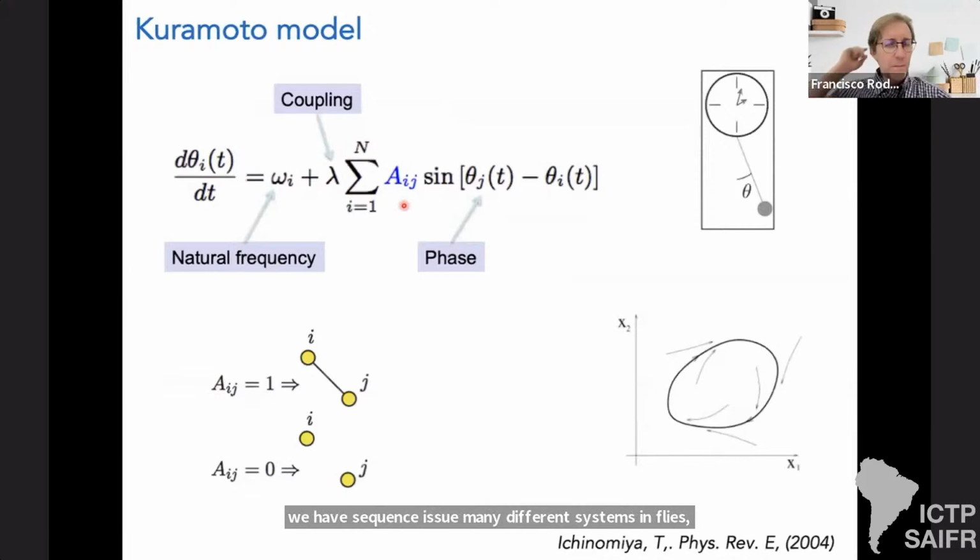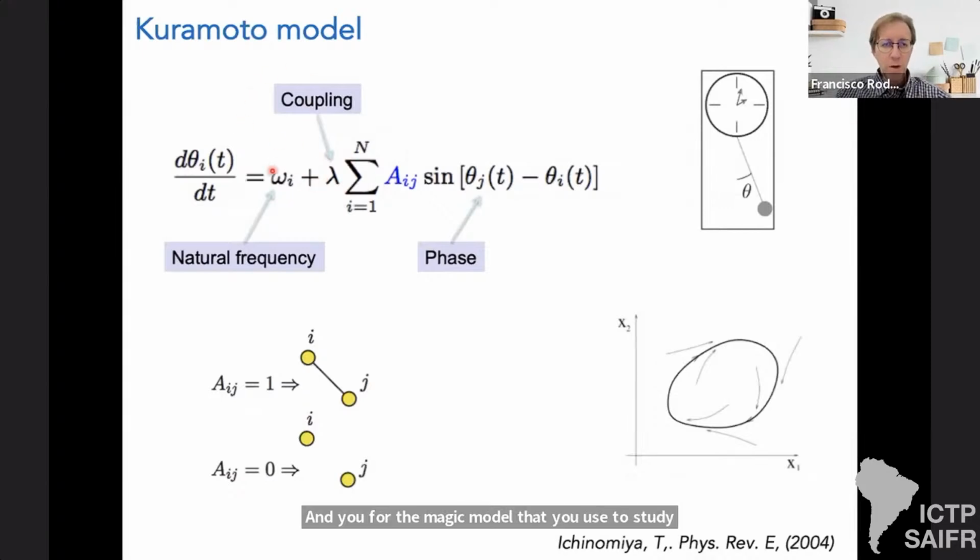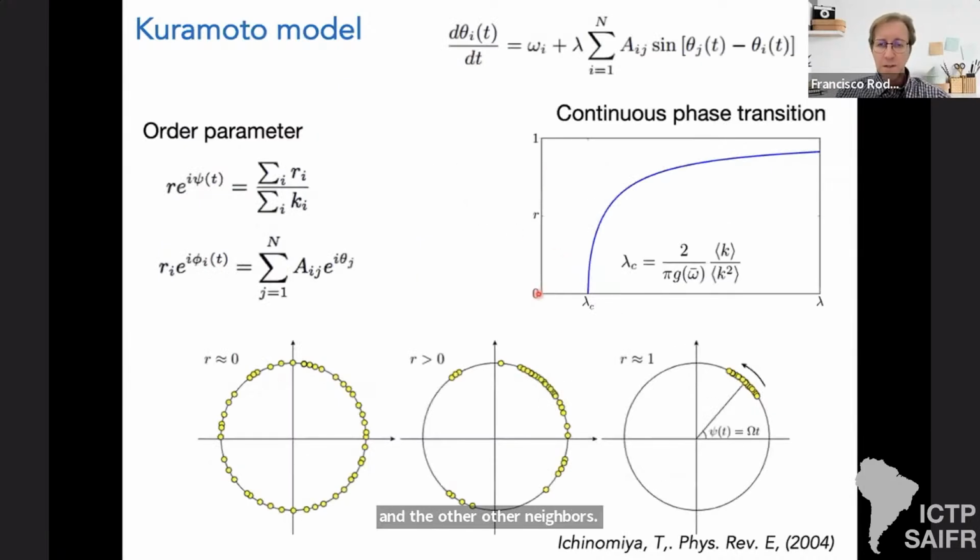A very paradigmatic model used to study synchronization is the Kuramoto model. In the Kuramoto model, we have the evolution of the phase. It depends on the natural frequency of each oscillator, but also on the coupling between this oscillator and its neighbors. Following this idea, if you increase the coupling, we'll have the emergence of synchronization, and the emergence of synchronization depends on the network structure.